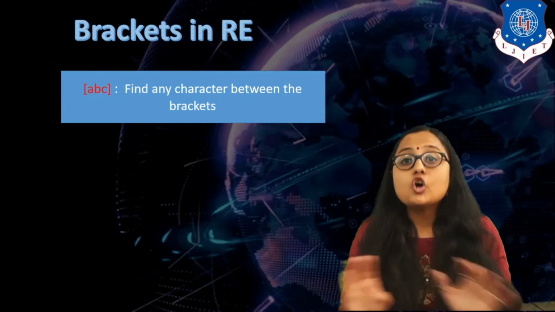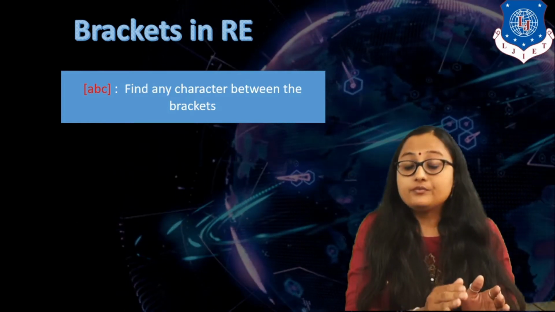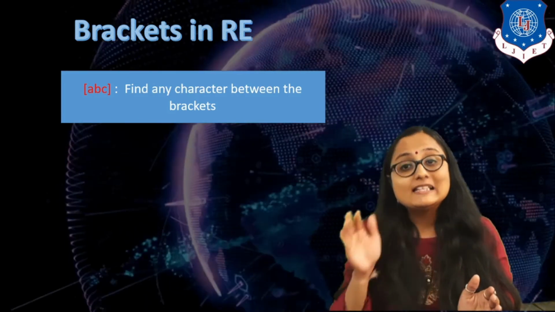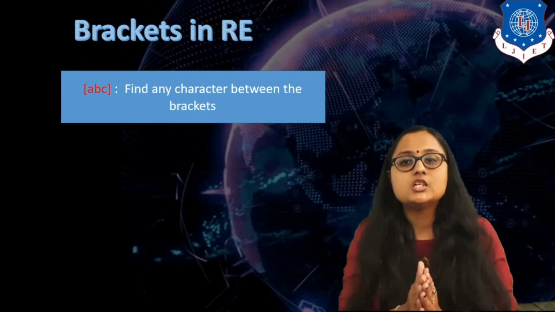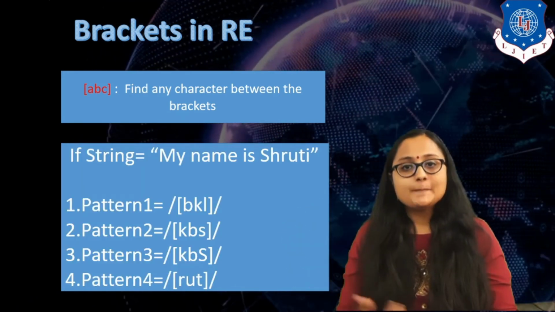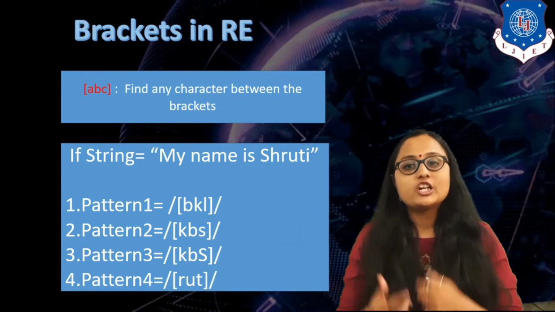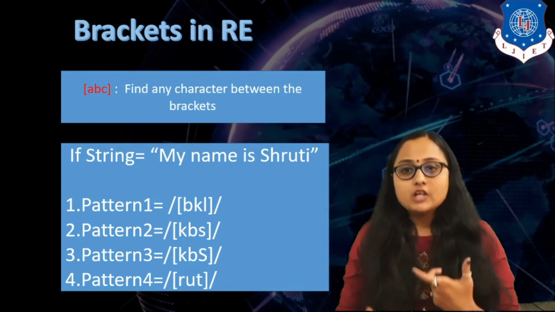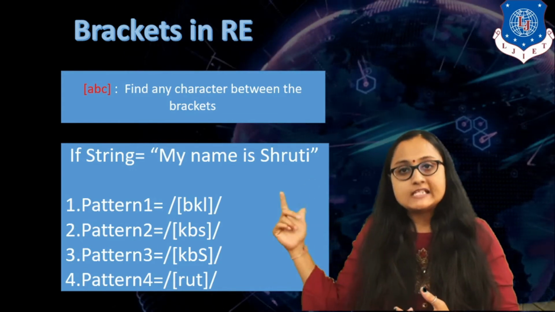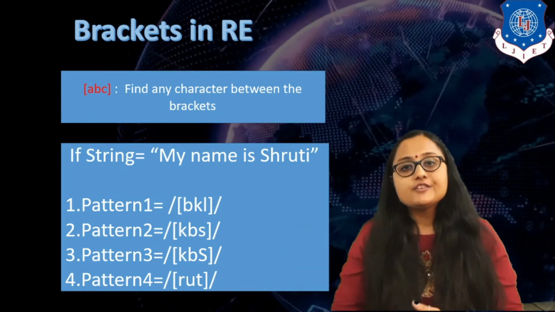And if it does not get any of the characters specified in the bracket, then the search is false, right? So here you can see that I have a string, my name is Shruti, and there are a bunch of patterns that I have created. We will try to see whether my string is valid according to each of them or not. So let us take the first pattern.